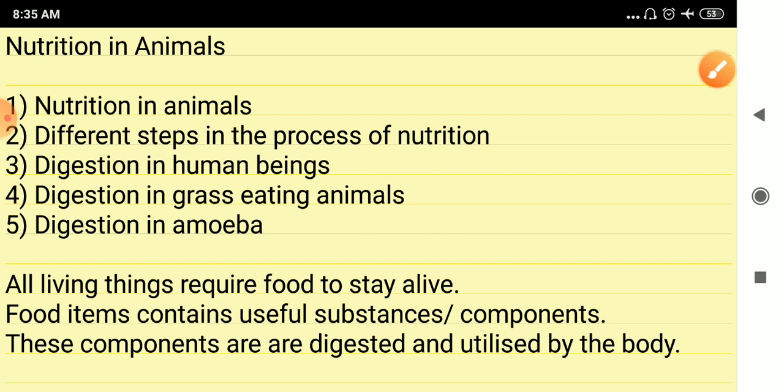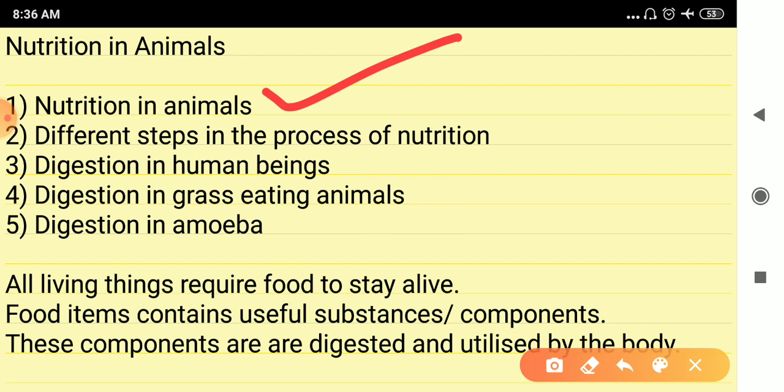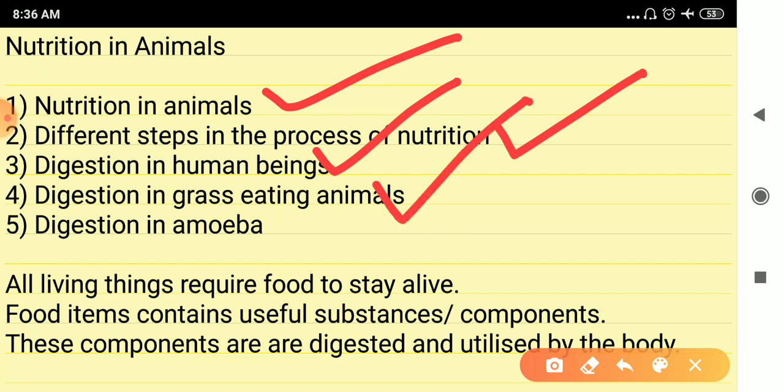Topics to be covered in this chapter are nutrition in animals, an introduction, different steps in the process of nutrition, digestion in human beings, digestion in grass eating animals, and digestion in amoeba.